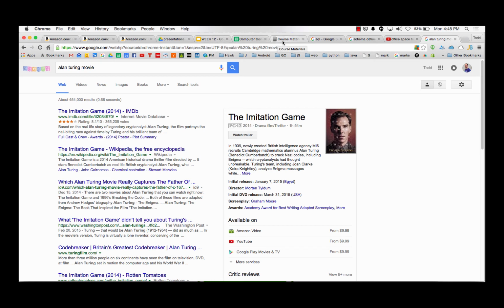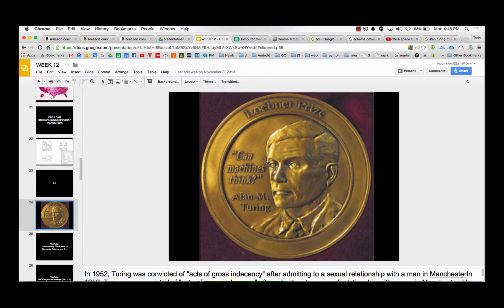And anyhow, his test for whether or not something is artificially intelligent, can machines think, is the Loebner Prize. And it's also the Turing test. It's if you are communicating with another person or a machine, and you can't tell if that's a person or a machine, and it turns out to be a machine, you thought it was a person, then that machine has been deemed to be artificially intelligent. So if it tricks you, like you think you're talking with a human, and it turns out to be a machine, then that machine is artificially intelligent.